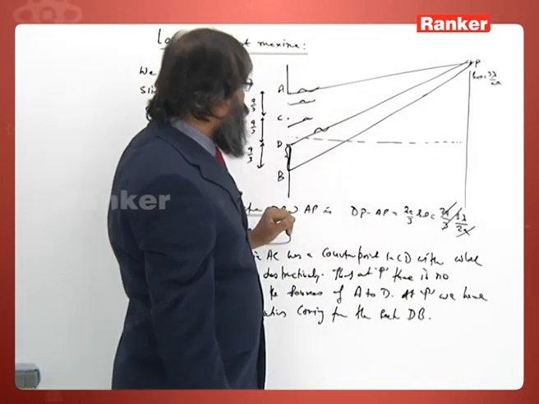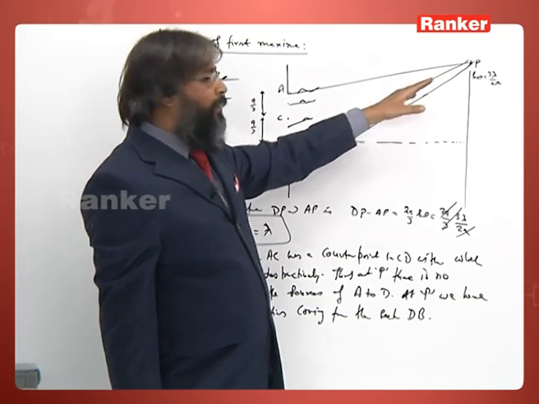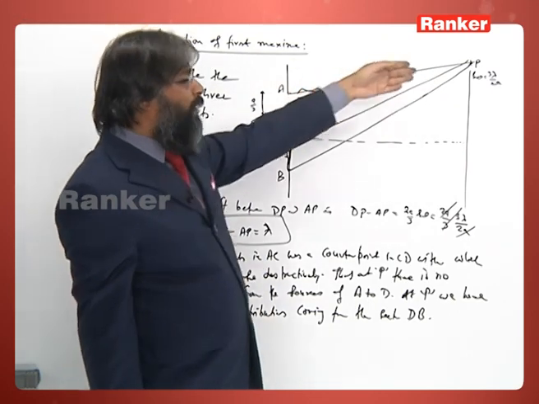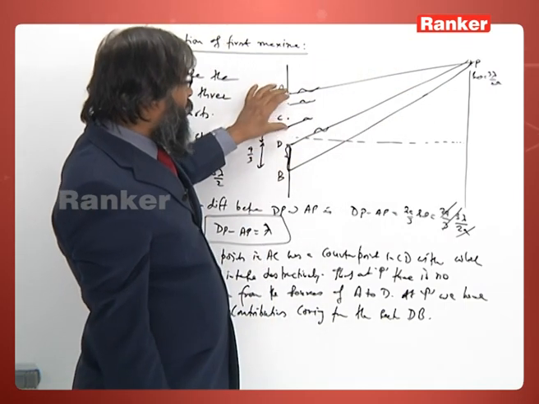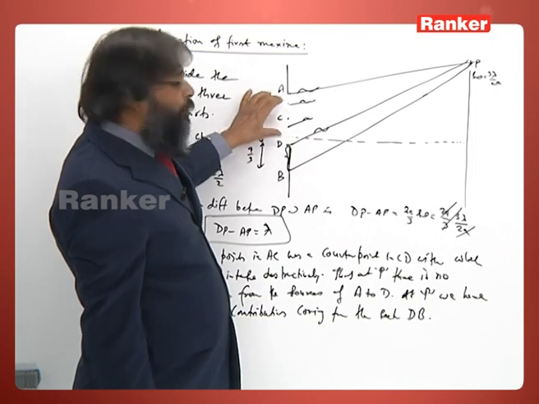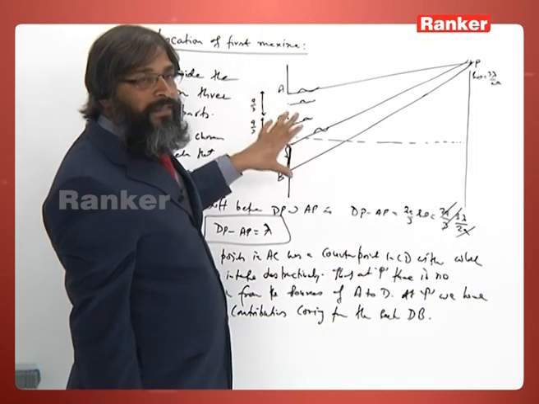So this is how to get the location of the first minima and first maxima. In a similar manner, other maxima and other minima can also be found by dividing the slit into 3 parts, sometimes 4, and that can be determined.